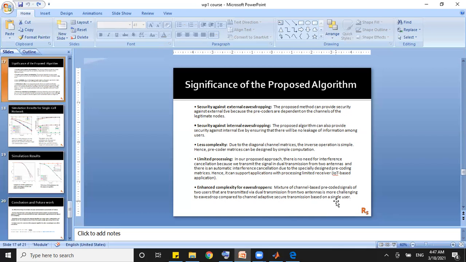I hope you have understood it very well. In the next slide, we will be going through the simulation codes and the simulation results of both single cell and multi-cell networks.